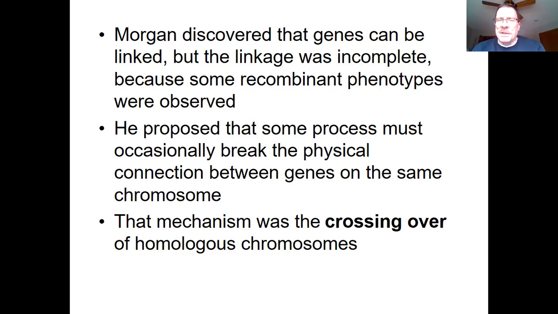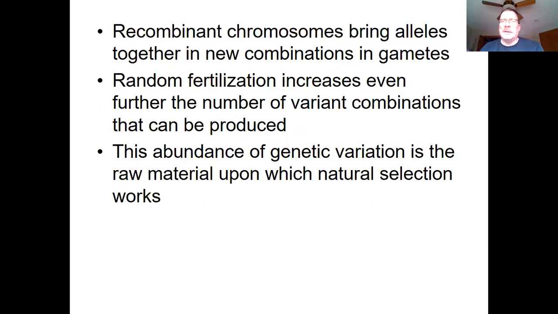So Morgan discovered that genes can be linked, but the link was incomplete because some recombinant phenotypes were observed. Because yes, you can still have crossing over. It's just going to be a much more rare occurrence the closer they are together. So he proposed that some process must occasionally break and change the genes, and that was the crossing over of homologs. Recombinant chromosomes bring alleles together in new combinations in gametes. Random fertilization increases even further the number of variants that can be produced. And this is the raw material on which natural selection works.